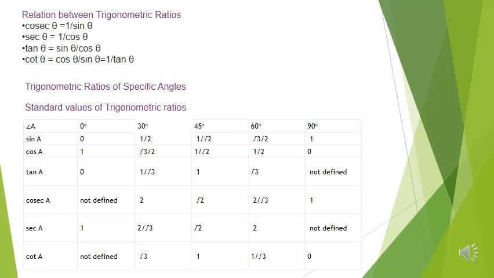Now students, this is the table which shows specific angles and the values of trigonometric ratios. Like here for angle A, if it is 0 degree, there are different values which show the value of trigonometric ratios. For 0 degree, sin A is equal to 0, cos A is equal to 1, tan A is 0. At 0 degree, we can't define cosec A. Similarly, sec A here is 1 and cot A is not defined.